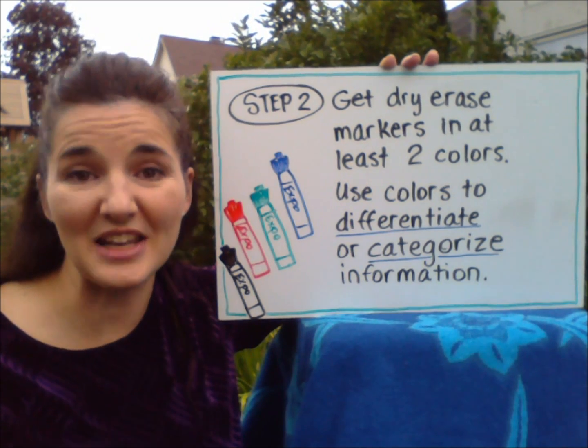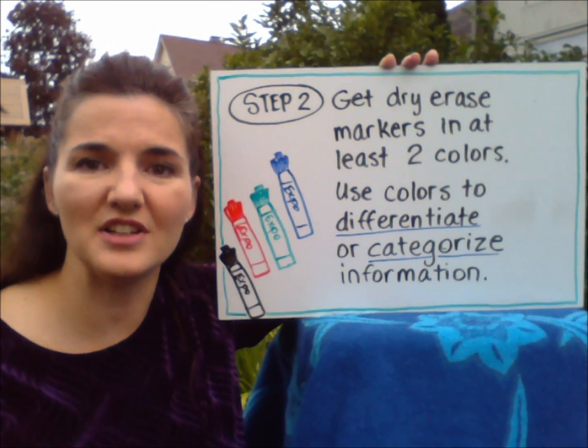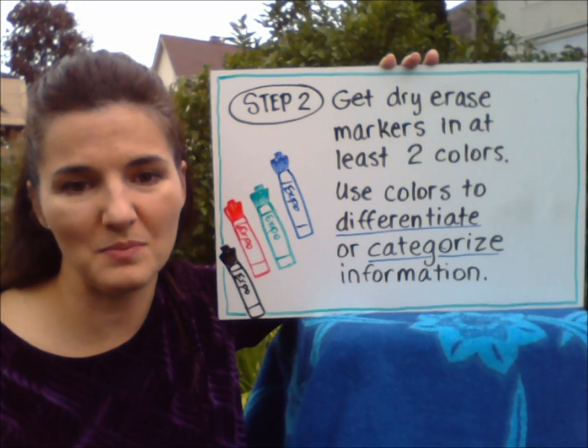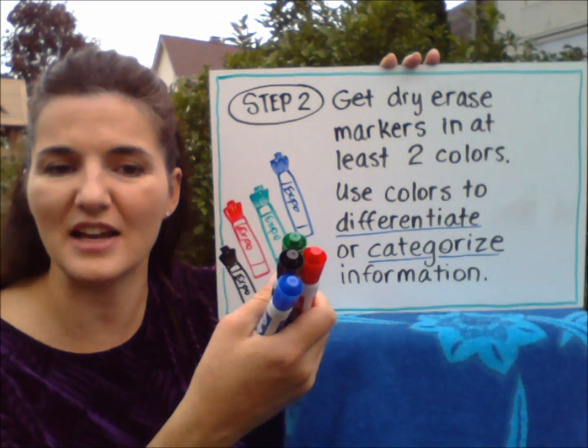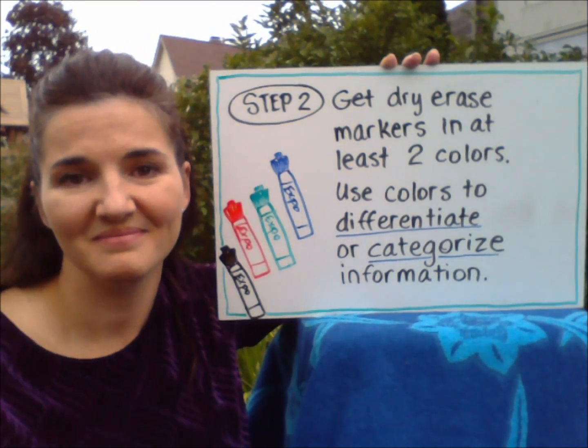Step 2 is to get dry erase markers in at least 2 colors. Use the colors to differentiate or categorize information. I use Expo markers, and hopefully you have some already from your school.